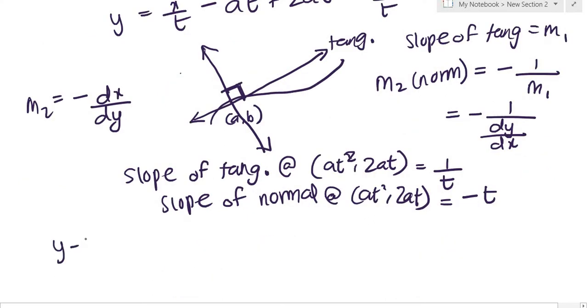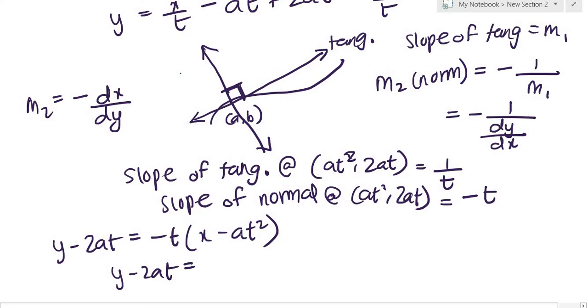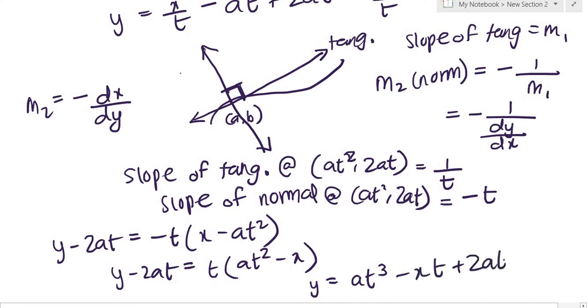So y minus 280 is equal to negative t times x minus 80 squared. Now y minus 280, if I take the negative in, I flip this expression. So 80 squared minus x, y is equal to 80 cube minus xt plus 280. That's the equation of your normal. Equation of normal at that point, at this point.